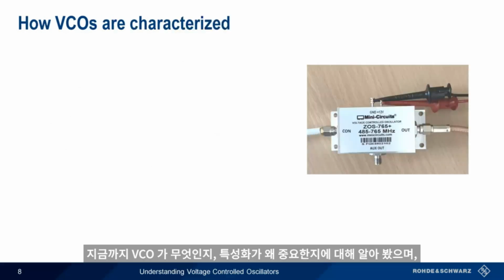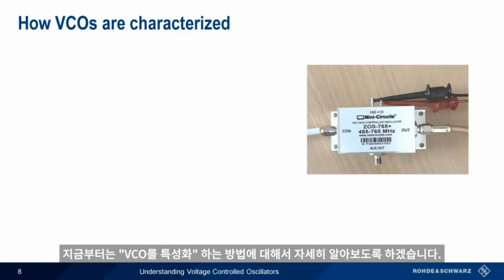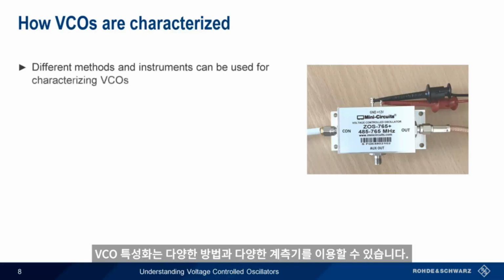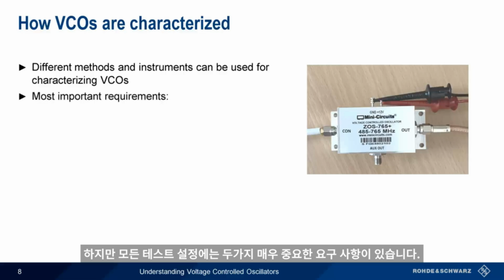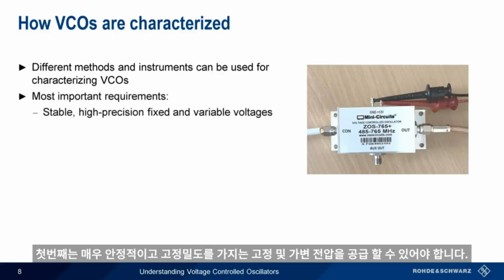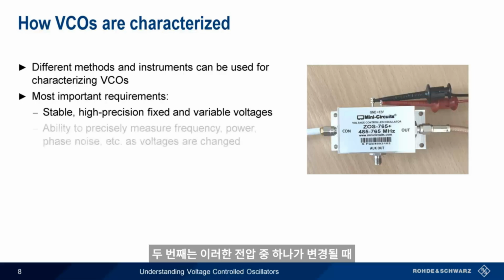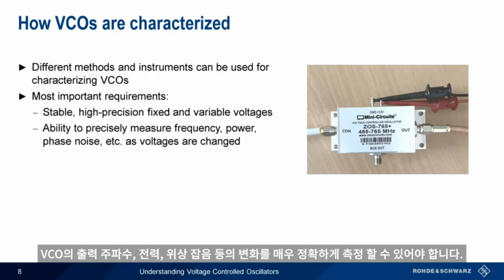Now that we understand what VCOs are and why characterization is important, let's talk about how VCOs are characterized. There are various methods and instruments that can be used when characterizing VCOs. For any test setup, there are two very important requirements. The first is the ability to supply very stable and highly precise fixed and variable voltages. The second is the ability to very precisely measure changes in the VCO's output frequency, power, phase noise, etc., as one of these voltages is changed.